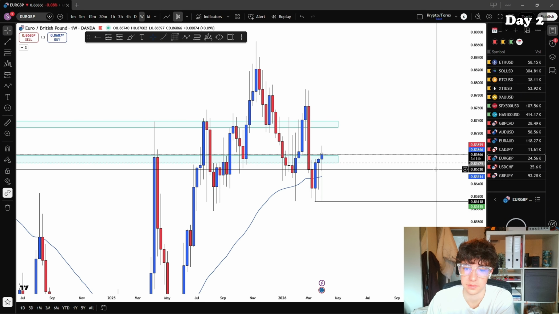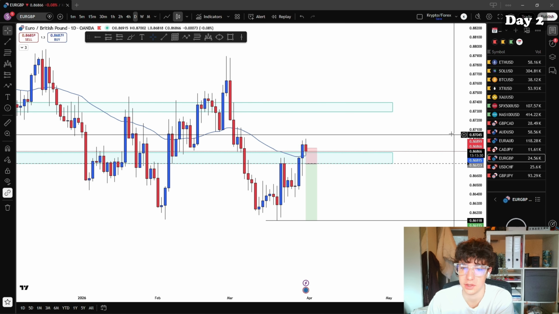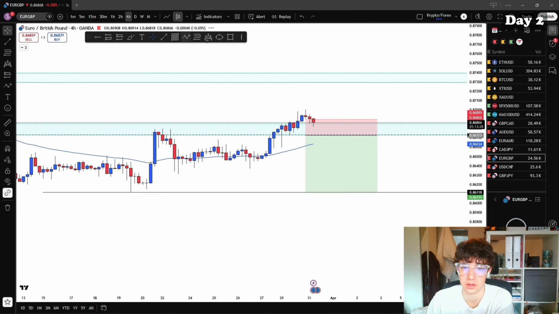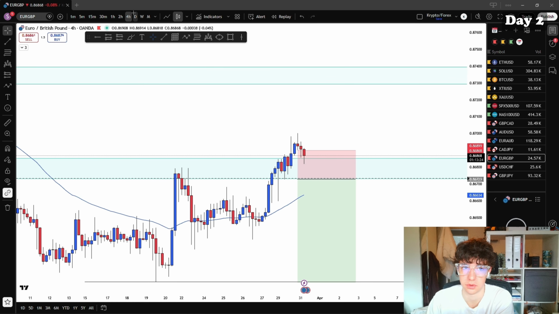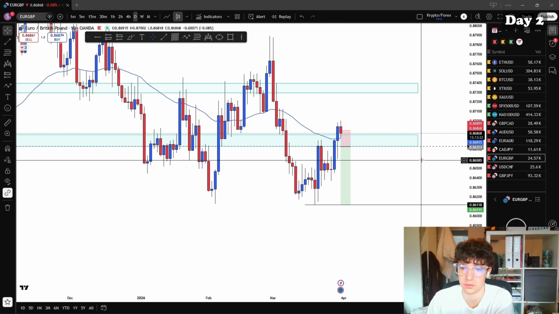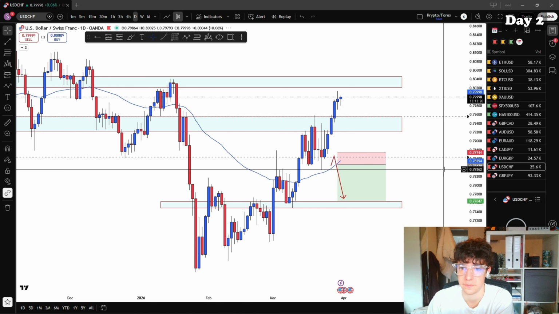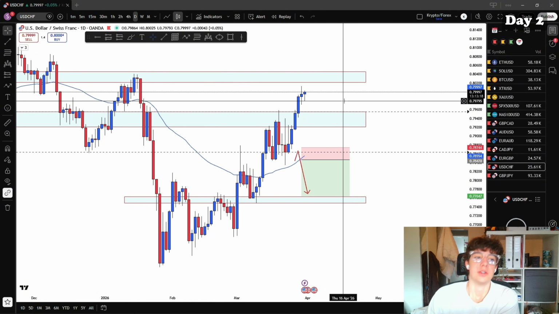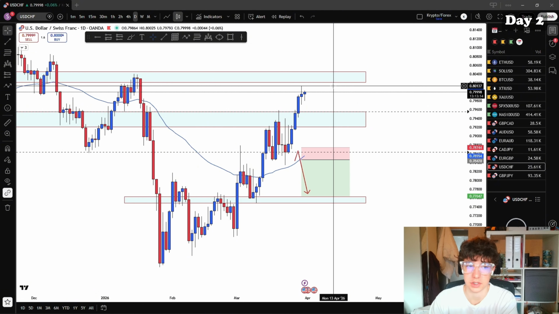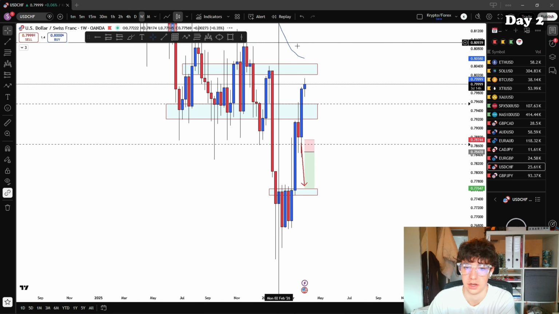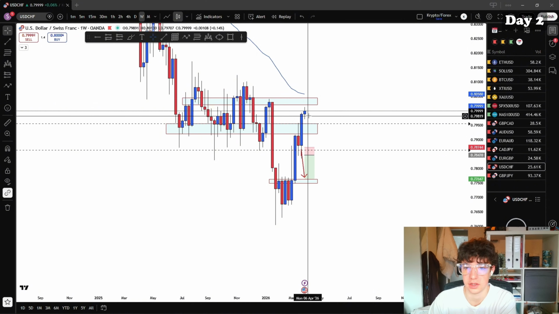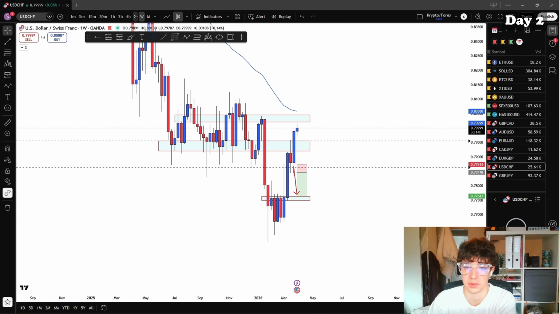Euro GBP kind of looks bad. On the weekly it looks good, but on the daily we closed above and we are kind of using it as support right now, so I don't think I'm gonna enter this trade. USD CHF, I'm also not entering this trade. We are way too far from this head and shoulders. It looks like we are continuing to the upside.